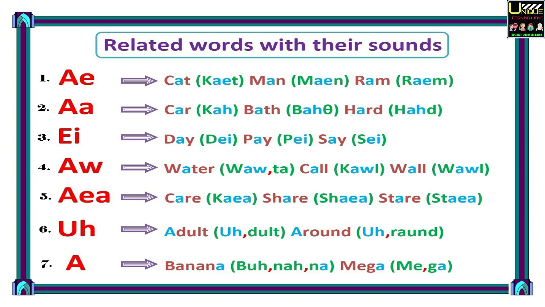Water, call, wall. Fifth sound, A: care, share, stem. Sixth sound: adult, around. The last sound is a, very slightly a: banana, mega.